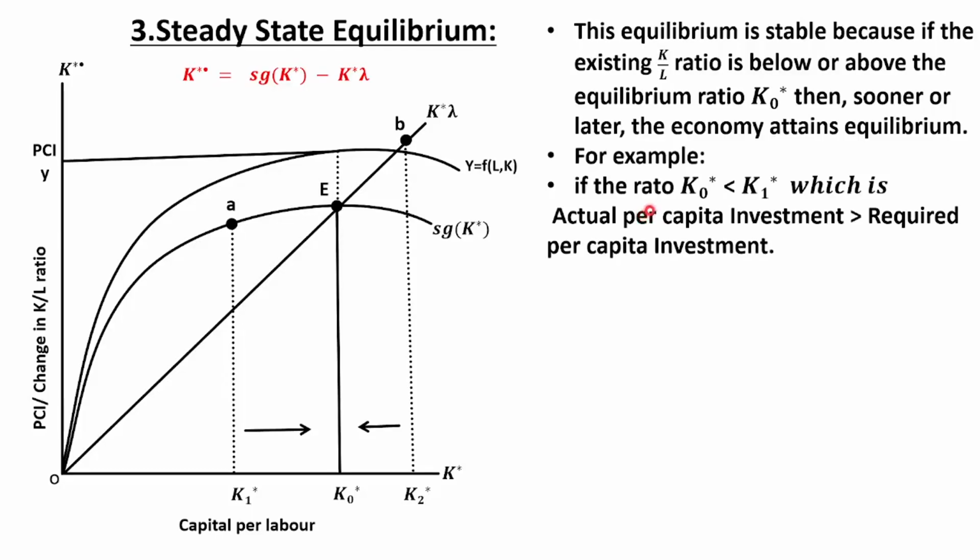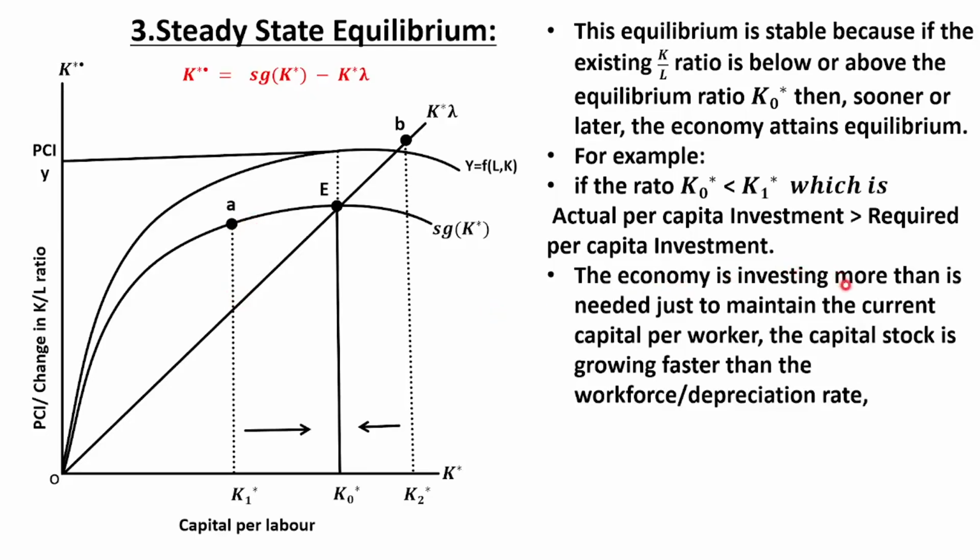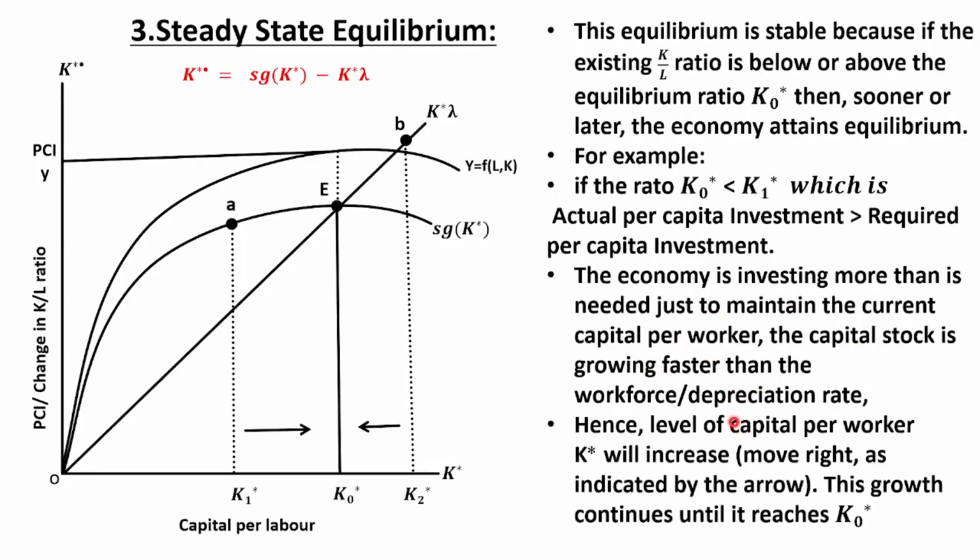For example, if the ratio K0 asterisk is smaller than K1 asterisk, which means actual per capita investment is greater than required per capita investment. That means here the point A has actual per capita investment greater than required per capita investment. So here the economy is investing more than is needed to maintain the current capital per worker. The capital stock is growing faster than the workforce or depreciation rate. Hence, the level of capital per worker K asterisk will increase, moving right as indicated by the arrow. This growth continues until it reaches K0 asterisk.